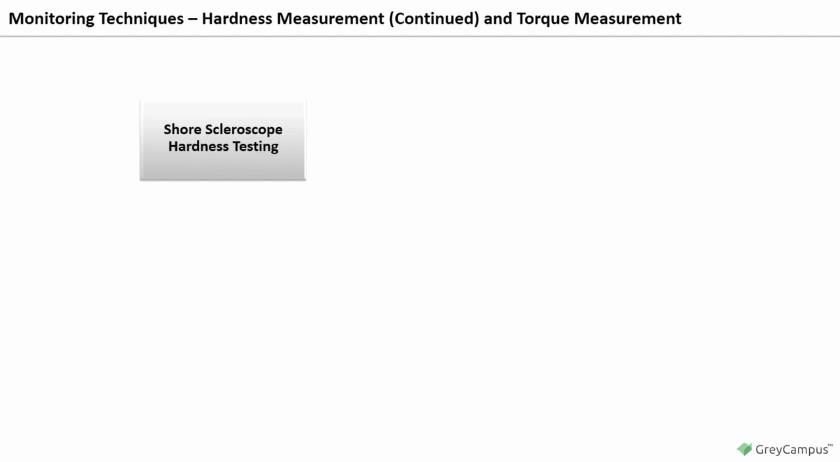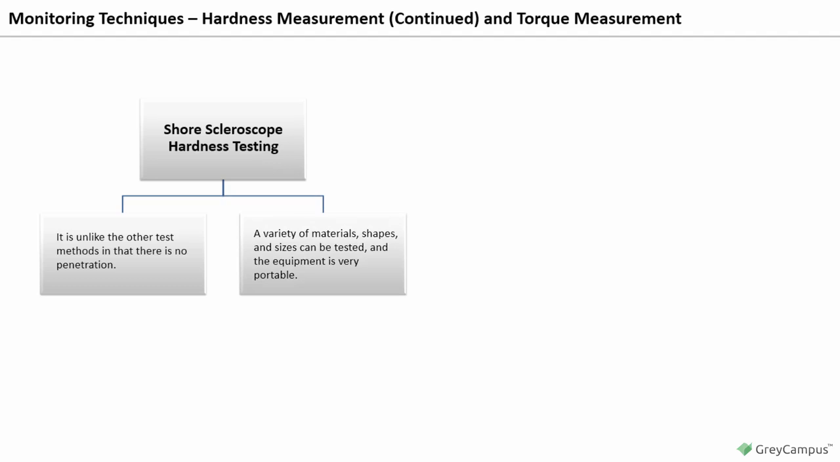Shore scleroscope hardness testing. The Shore scleroscope is a dynamic hardness test that uses a material's absorption factor and measures the elastic resistance to penetration. It is unlike the other test methods in that there is no penetration. In the test, a hammer is dropped and the bounce is determined to be directly proportional to the hardness of the material. The Shore method has a negligible indentation on the sample surface. A variety of materials, shapes, and sizes can be tested, and the equipment is very portable.